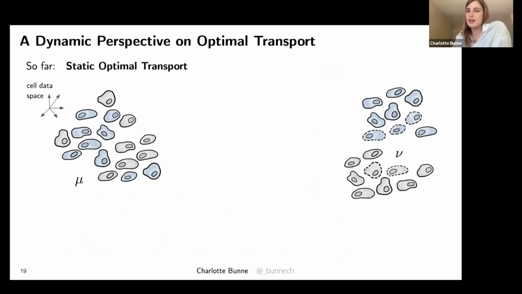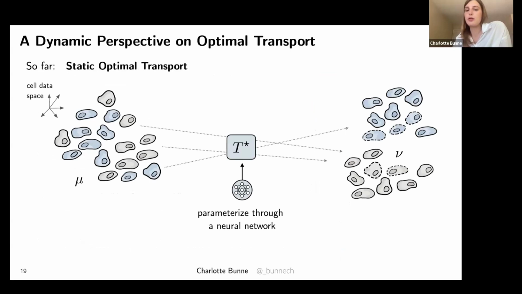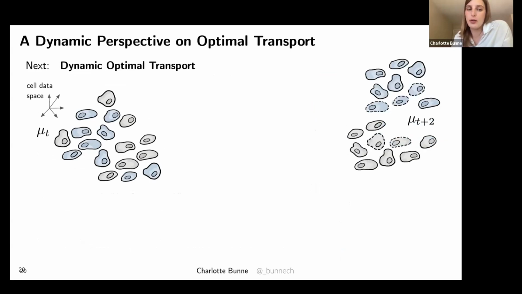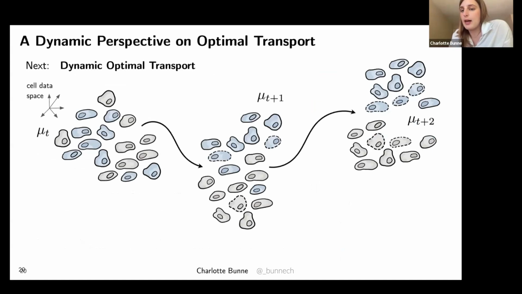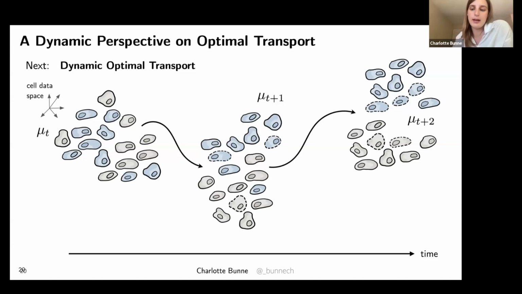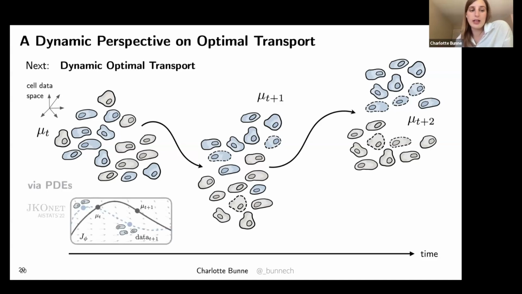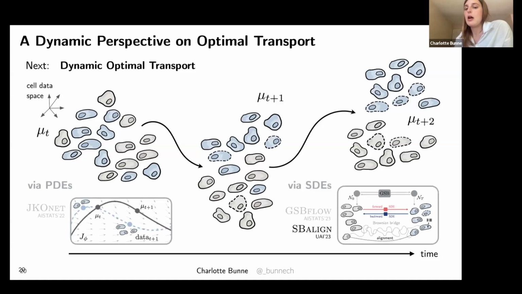So far we had this static OT, right? I'm mapping my cells from their unperturbed into their perturbed distribution by parameterizing this through a neural network. But of course, sometimes I'm actually able to observe a cell population at several points in time. And I want to really understand the continuous time dynamics. So we need to add this time variable into the equation. And we can do so by parameterizing this with PDEs. I'm not going to talk about this today, but also through SDEs. And here we have these nice connections to score-based generative models, diffusion models, which we are going to explore.